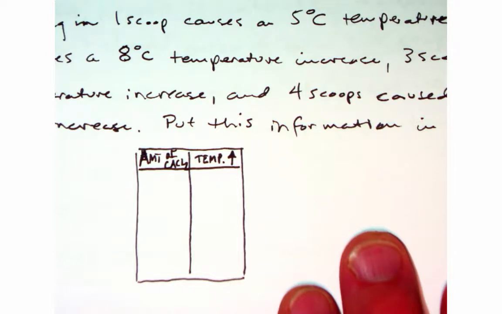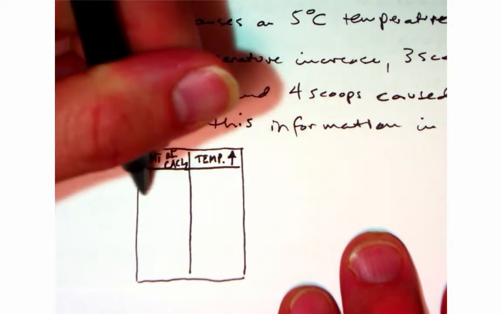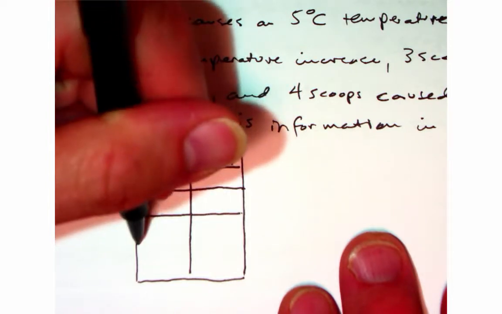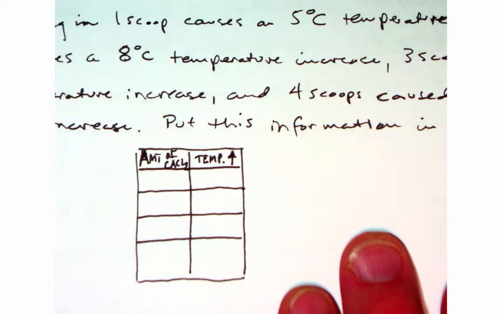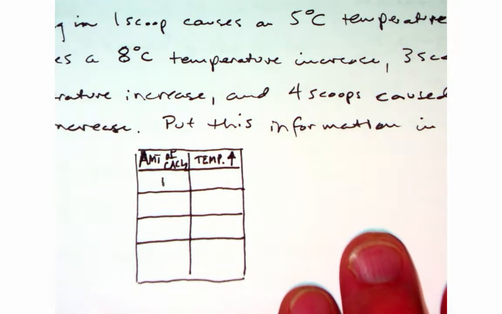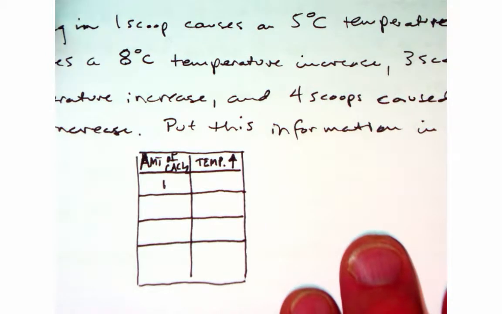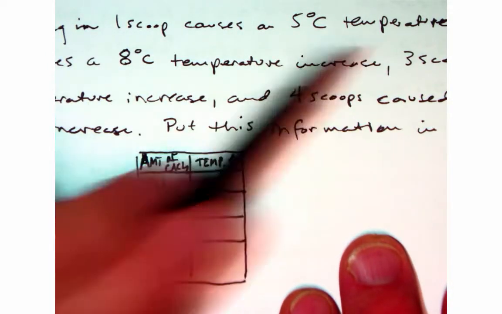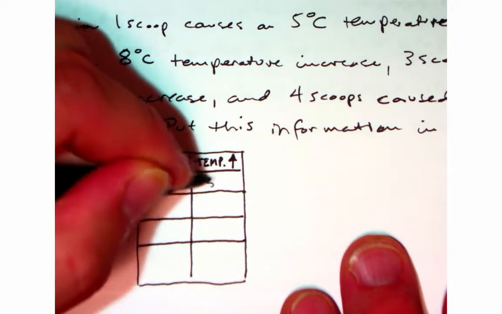Alright, so now I want to make some rows for the data that I collected. And I collected 4 sets of data. The first amount of calcium chloride that I had was 1 scoop. And we had said that 1 scoop causes a 5-degree temperature increase. So I'm going to put 5 degrees right here.